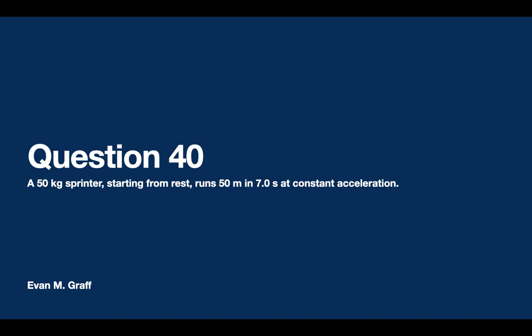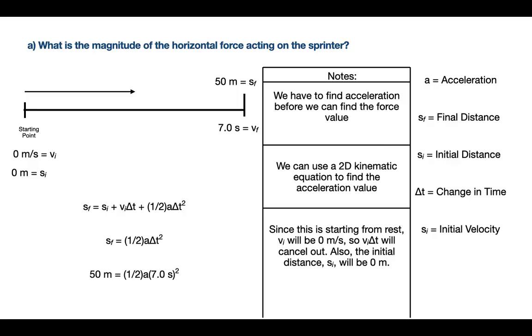A 50 kilogram sprinter starting from rest runs 50 meters in 7.0 seconds at constant acceleration. What is the magnitude of the horizontal force acting on the sprinter? First off, the column on the left is the problem worked out, the middle is the notes of how the problem was solved, and the far right is the definition of each variable involved.